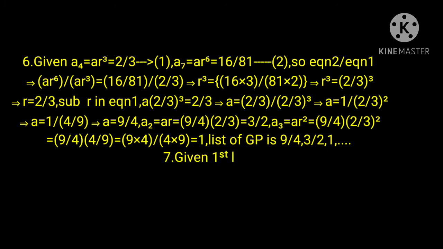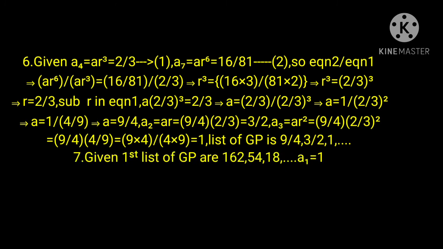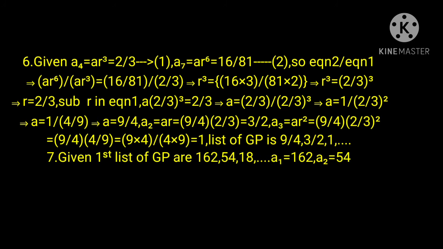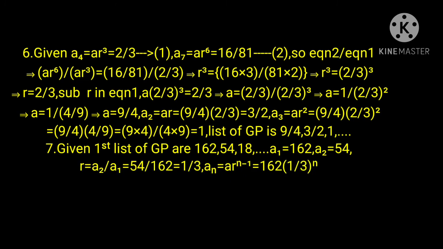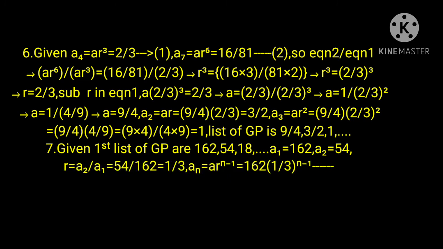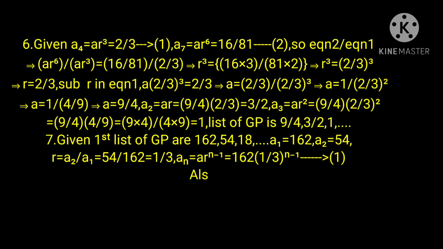Seventh question. Two lists of GPs are given, so we first consider the first list. The first list of GP is 162, 54, 18, and so on. a1 is equal to 162 and a2 is equal to 54. Then r is equal to a2 by a1, which is 54 by 162, equal to 1 by 3. And an is equal to a r power n minus 1, where a is 162 and r is 1 by 3, whole power n minus 1. Consider that as equation 1.